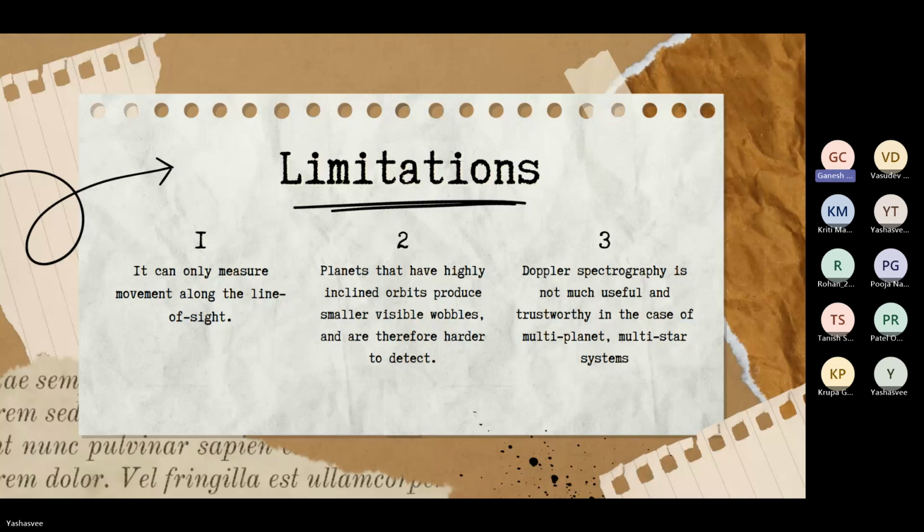So this was all about the radial velocity method. Now handing over to Yashasvi.